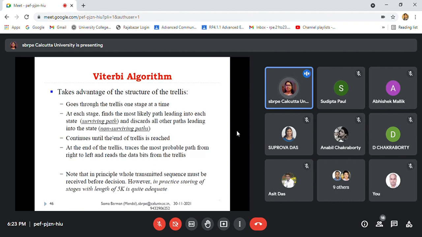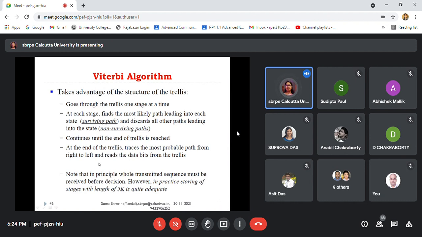So what is the advantage of the structure of the trellis? It means you are getting the dynamic nature of your encoder. At each stage, find the most likely path leading into each state, that is, which one is the surviving path and which one is not surviving. You take the surviving path and discard the non-surviving path, and continue until the end of the trellis is reached. At the end of the trellis, trace the most probable path from right to left and read the data bits from the trellis.